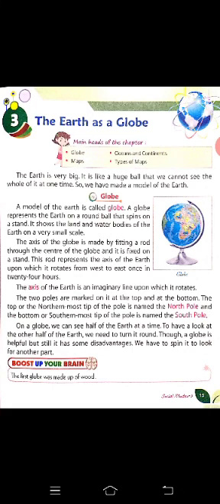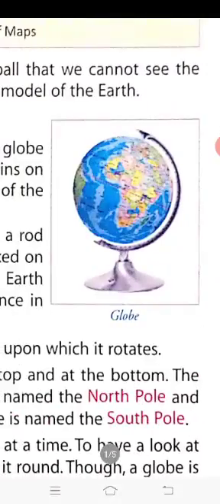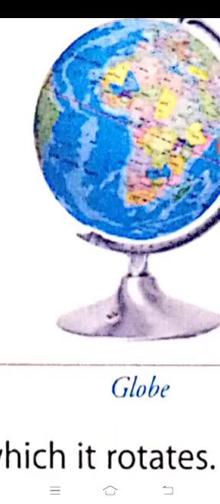What is a globe, oceans and continents, maps and types of maps. These are the four subtopics we are going to cover in this chapter. If you look at the globe, it looks like this. This is a globe, dear students. This is a photograph of a globe.